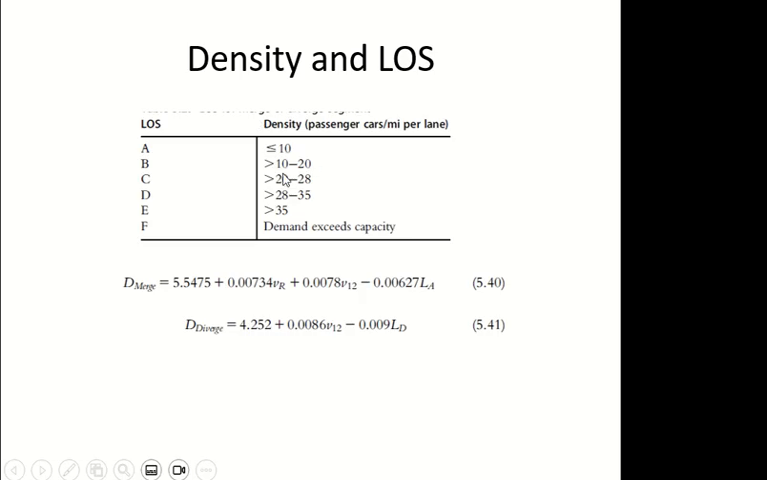The values are different, by the way. So it's not the same table as basic freeway. It is similar, but not the same because the values are different. For basic freeway, this one is 45 and these values are also changed.